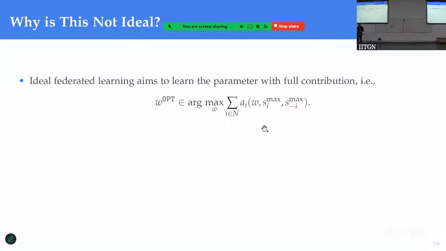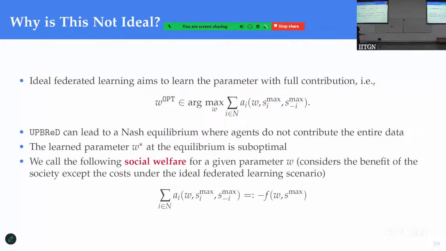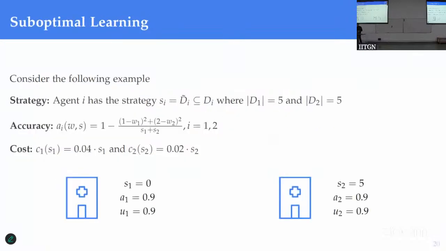So this W star and S star that we have just found, that might be far from it. And that is exactly the example, let me quickly go to that example, to show that you can actually reach a Nash equilibrium which is very suboptimal. So going by the terminology of social choice, we are going to call the sum of these accuracy functions the social welfare.